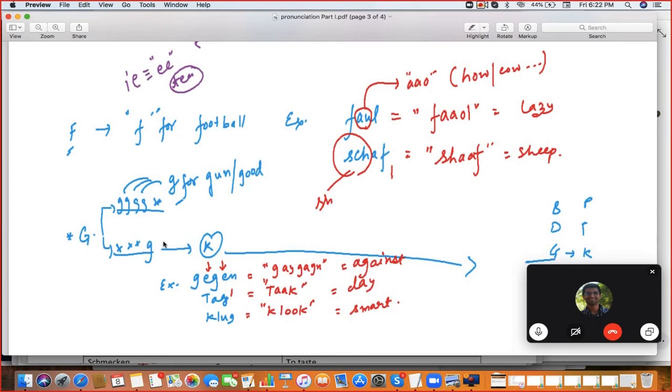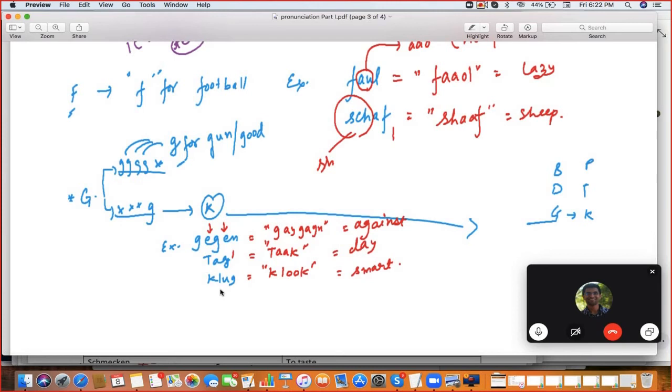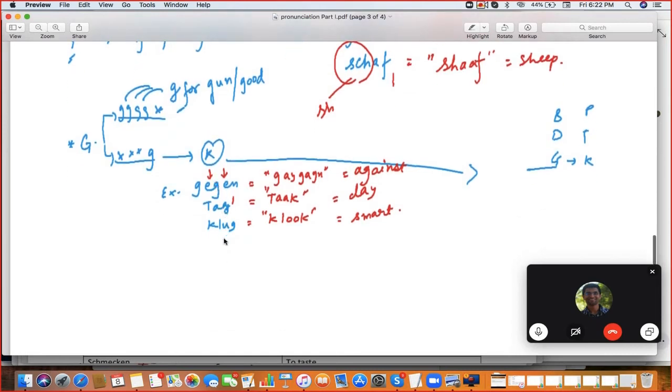Next is G. G in the end is K. And beginning or middle is G for gun. So speak the example: Gegen. Dead. Gegen. Next, talk. Next is klug. Gegen, talk, and klug. G in the end is K. Beginning or middle is G for gun. So Gegen, Tak and Klug.